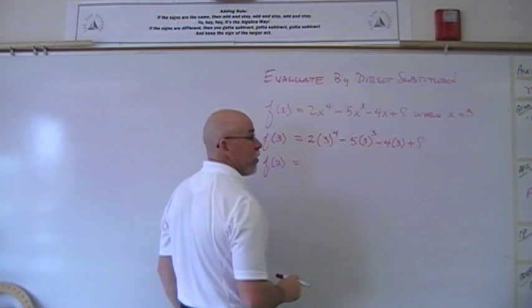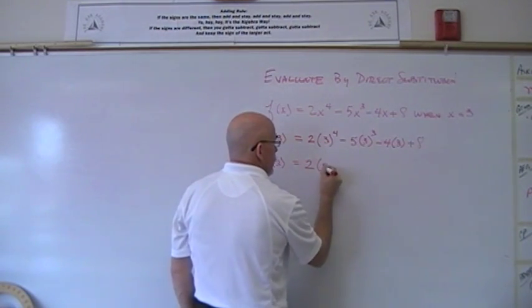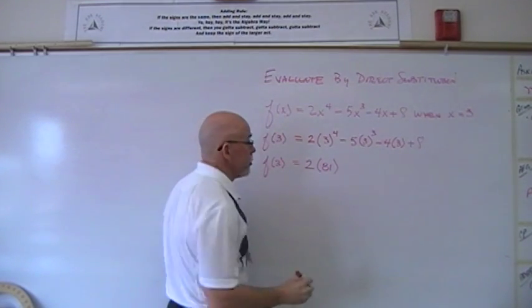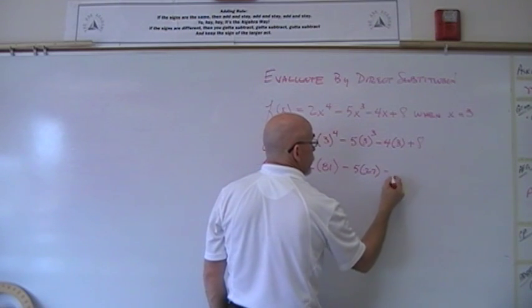3 to the fourth power. Let's see. That's 81, I believe. 3 times 3 times 3 times 3. And then 3 to the third is 27. I'm taking care of the powers first.